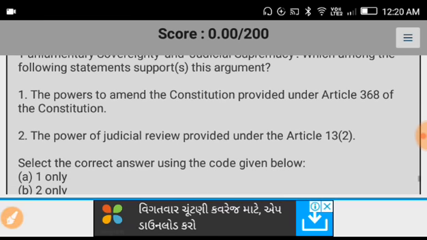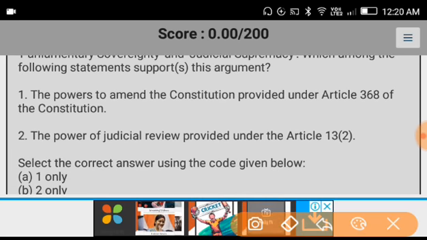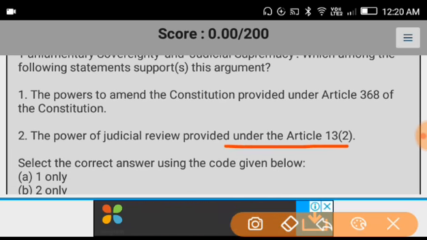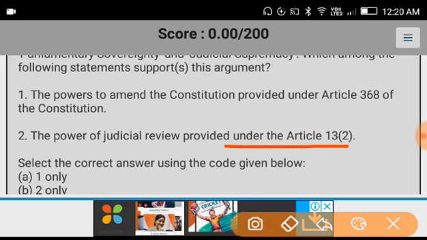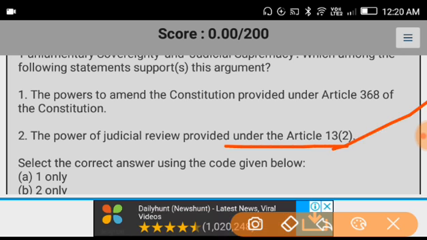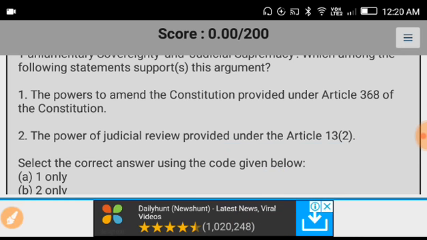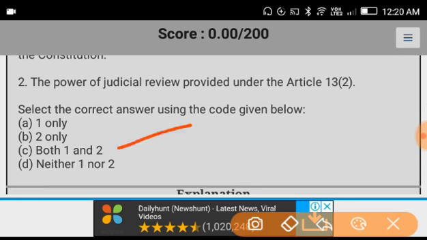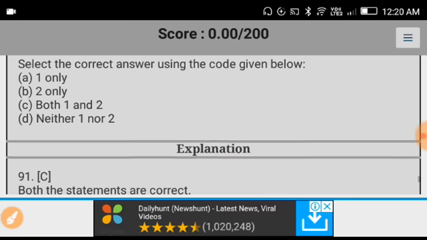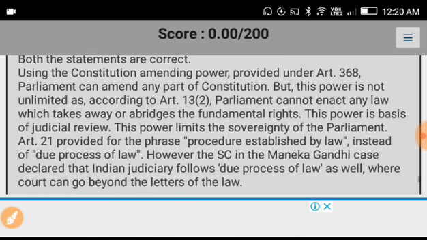And second, the power of judicial review is provided under Article 13. So which article mainly provides the power of judicial review? It is mainly Article 13. It is correct. And the power to amend the constitution is Article 368. So both are correct. C is the answer.